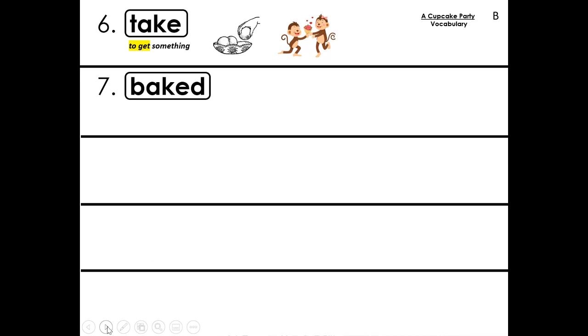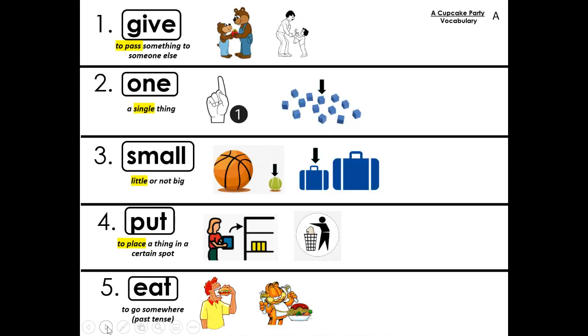Number 7, I'm going to go back. And if you need to, push pause. Make sure you have all 5 of these words. Number 1, give. Number 2, one. Number 3, small. Number 4, put. And number 5, eat. If you need to, push pause and make sure you have all of these words spelled correctly and written in the right spot. And then when you're finished, push play.